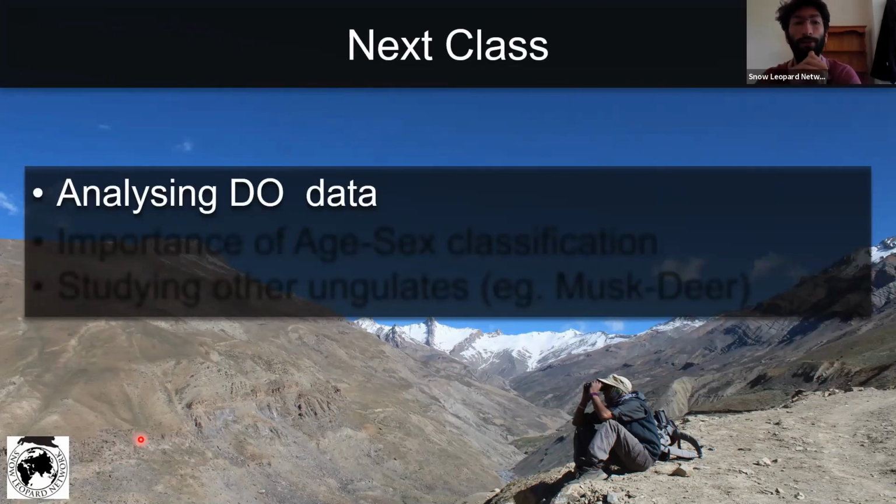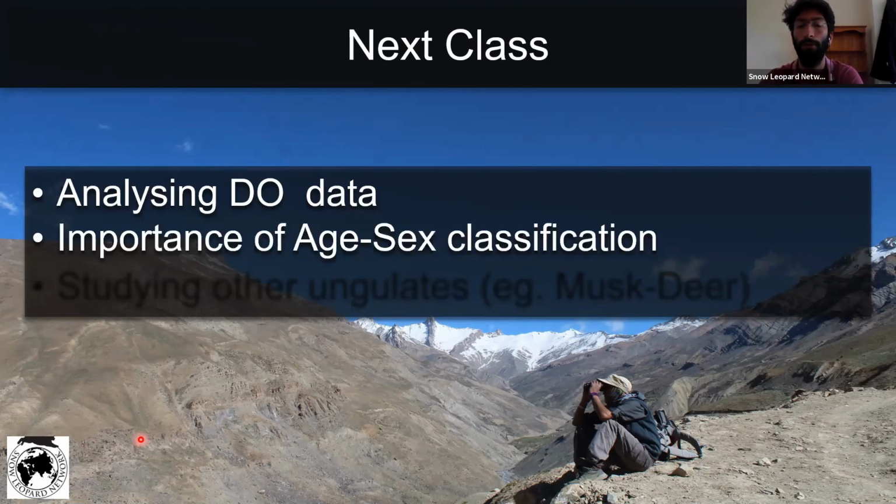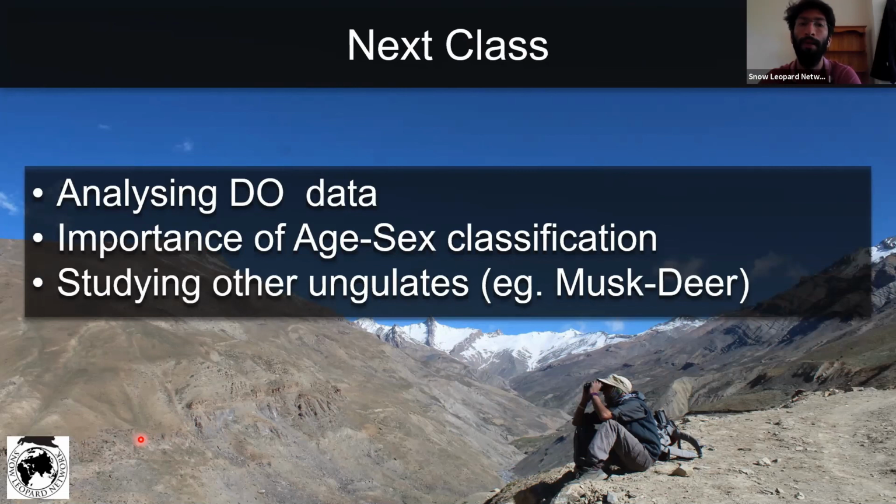Lastly, next class, we'll go a little bit into analyzing the data. So if you have your RStudio with you, it'll be great. We'll go into the importance of age-sex classification a bit more, and lastly into studying other ungulates, which I promised we'd do this time but did not have time to put in, things like musk deer and so on. That's all for today's class, and I will stop sharing.